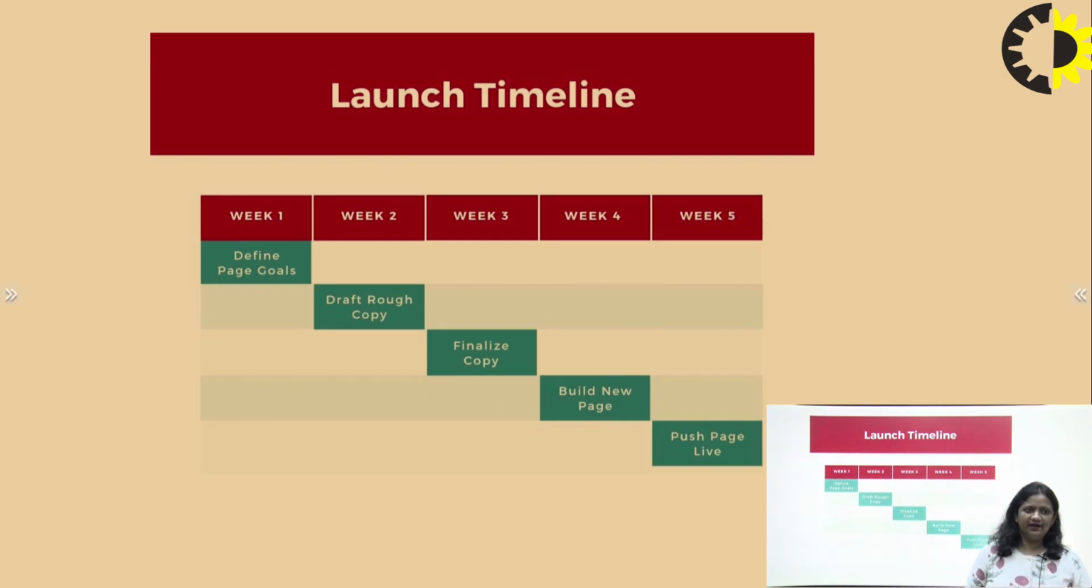Then we finalize the copy, then build the page, or we can say build a model, and then the last one, push the page live. Then we operationalize our project. So in week 1, define page goal, then draft copy, finalize copy, build new page, and push page live. So these are the timelines. It can be a week, a day, a month, or a year, according to your project. So we define our goals, or we show our work, through the Gantt chart over a period of time.